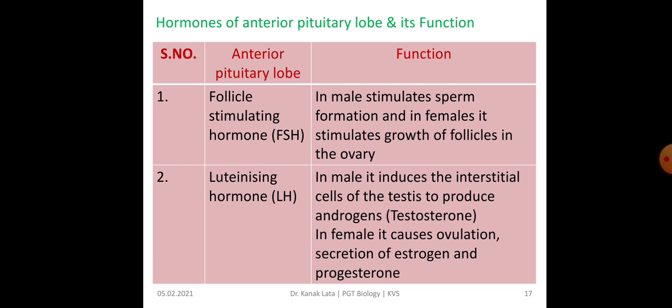Anterior pituitary lobe secretes so many hormones. First is follicle stimulating hormone. Its function is, in males, to stimulate sperm formation, and in females it stimulates growth of follicles in the ovary. Second hormone of the anterior pituitary lobe is luteinizing hormone, LH. In male, it induces the interstitial cells of the testes to produce androgens, that is testosterone, and in female it causes ovulation and secretion of estrogen as well as progesterone.